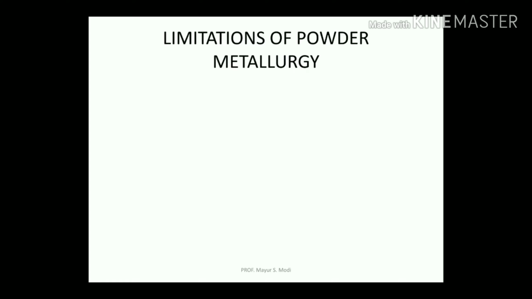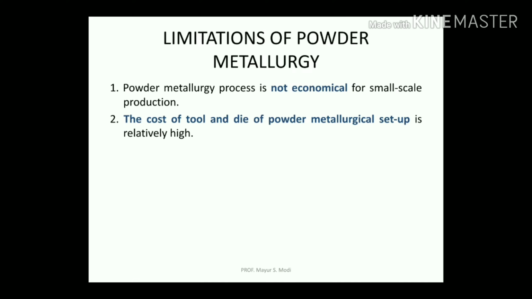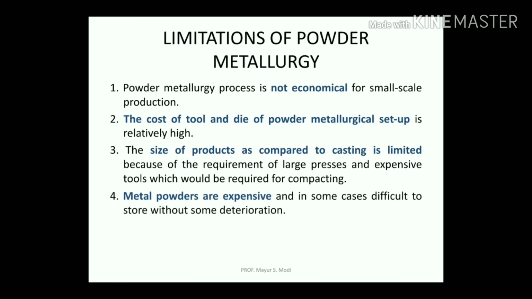Some of the limitations of the powder metallurgy process. So the powder metallurgy process is not economical for small scale production houses; it is only feasible for mass production. The cost of tools and dies of the powder metallurgical setup is relatively high. The size of the products, as compared to casting, is limited because of the requirement of large presses and expensive tools for the compacting or shaping process.